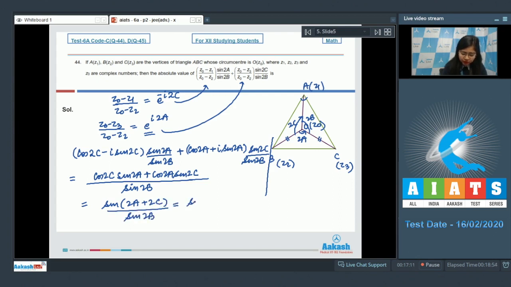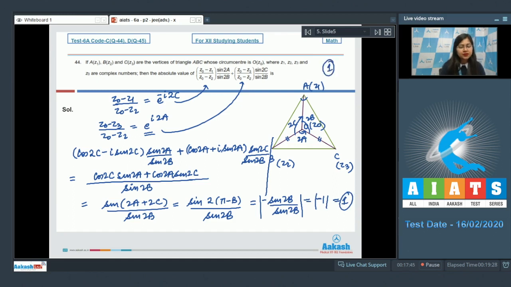So this can be written as sine of 2 times (A plus C), which can be written as pi minus B. So this is sine of (2 pi minus 2B) divided by sine 2B. Now 2 pi minus theta, that is equal to minus sine 2B divided by sine 2B. So this is equal to minus 1. But in the question it is asking for the absolute value. So the absolute value will be equal to 1. So 1 is the required answer.